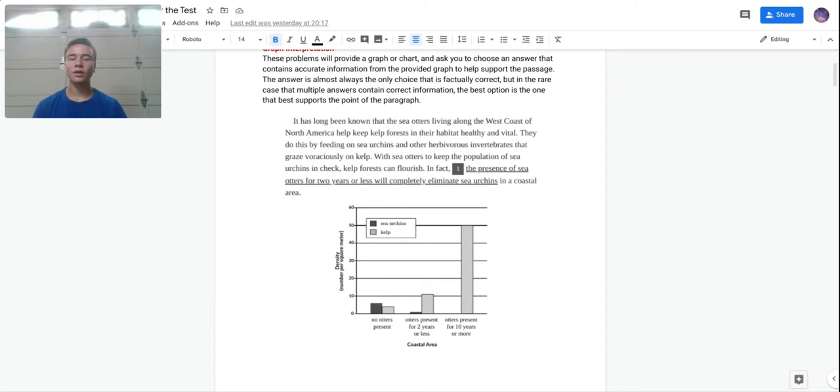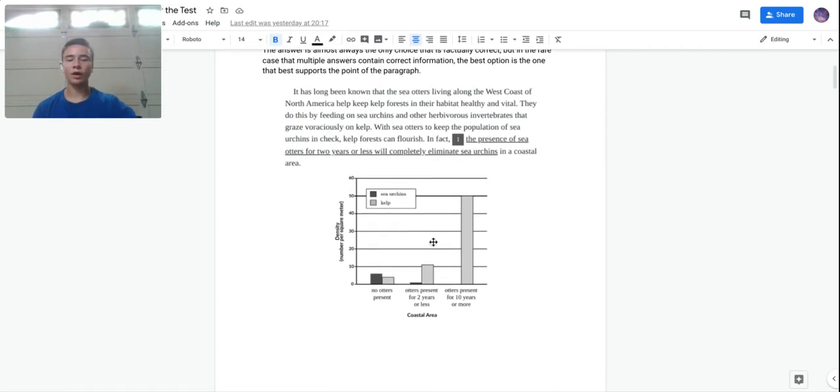So the first thing I'm going to do is notice the main idea of this paragraph, and that's that kelp supports a marine environment. If there are a lot of sea urchins, those eat the kelp, which is harmful for the environment. But if there are sea otters there, they eat the urchins, and that action keeps the kelp healthy and the environment healthy. So I'm going to look at this graph.